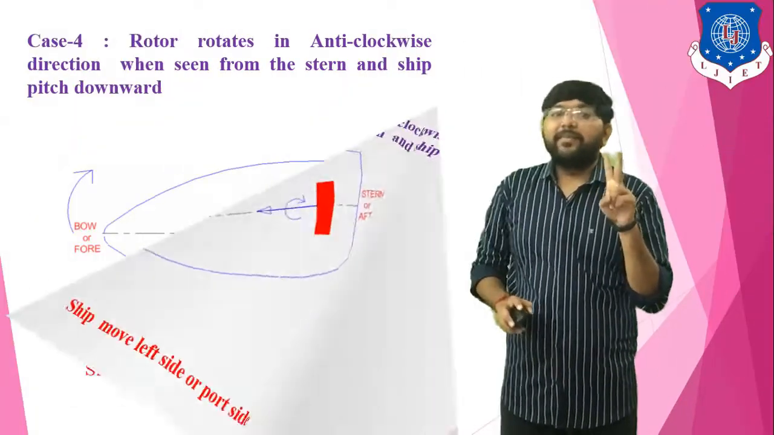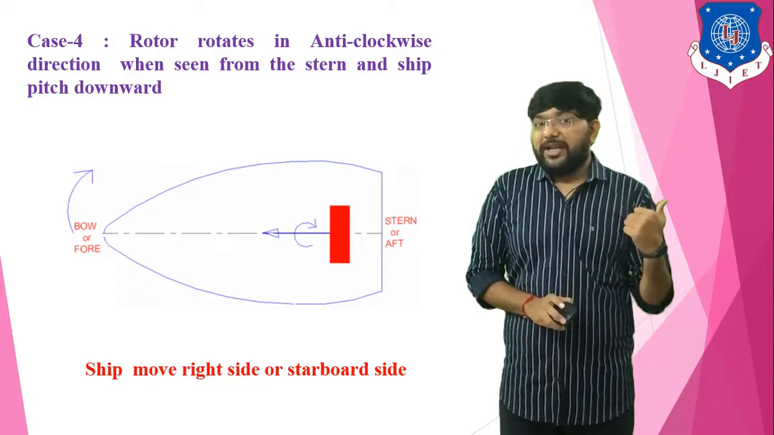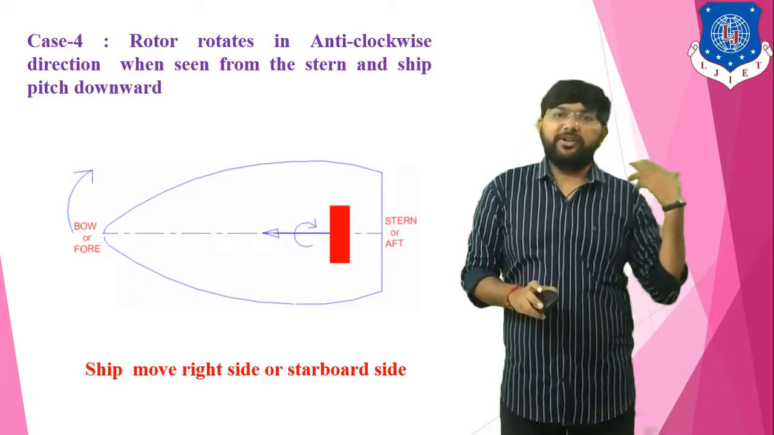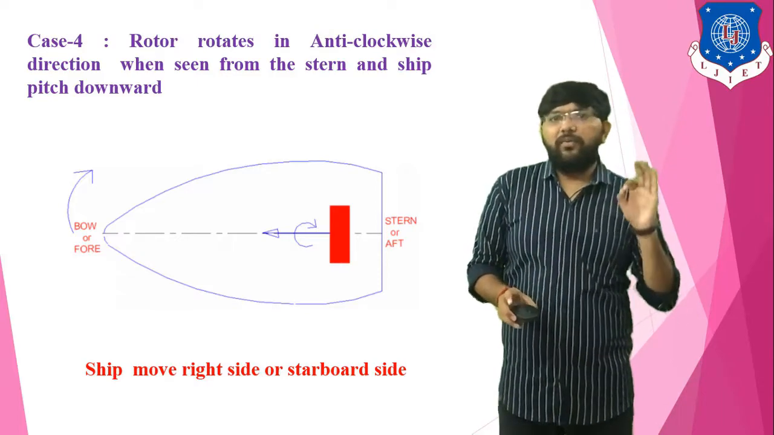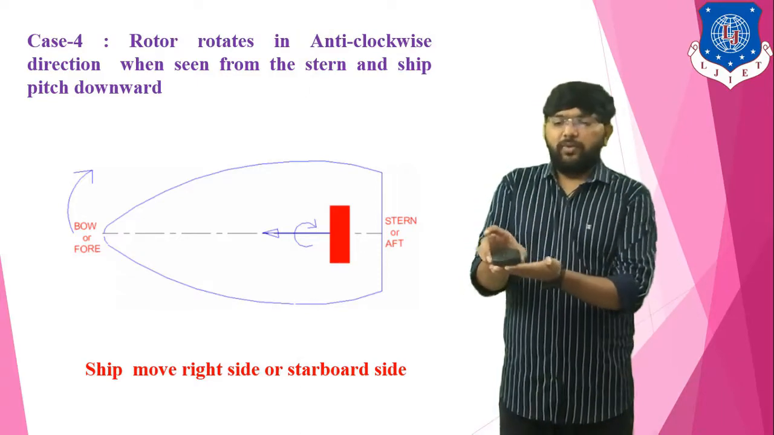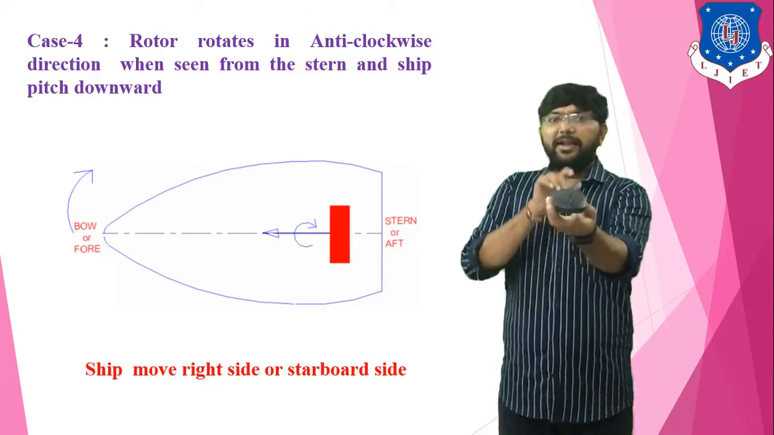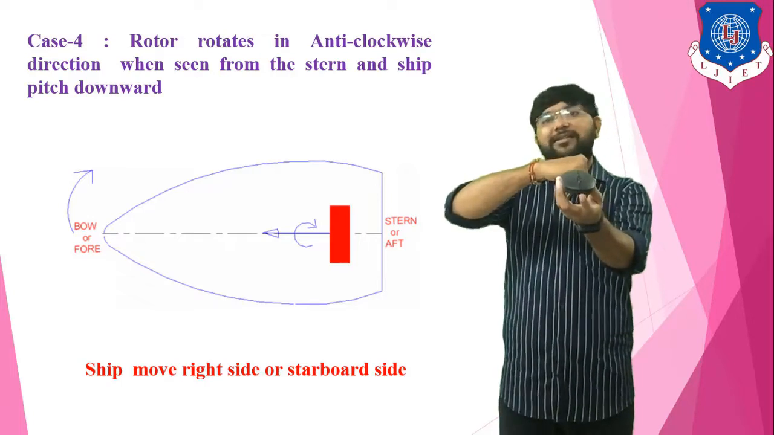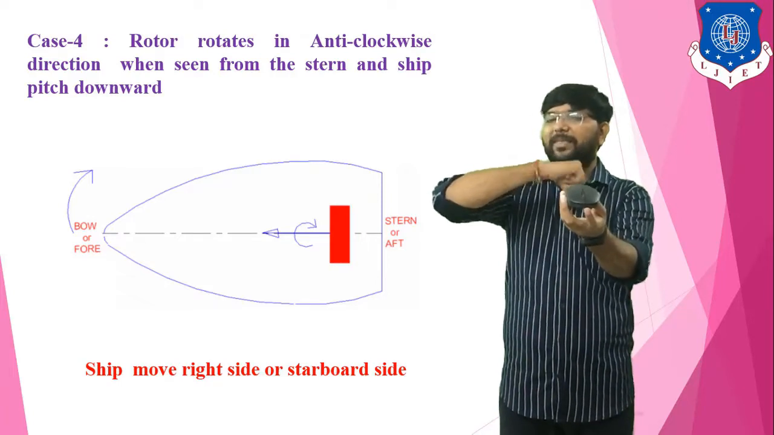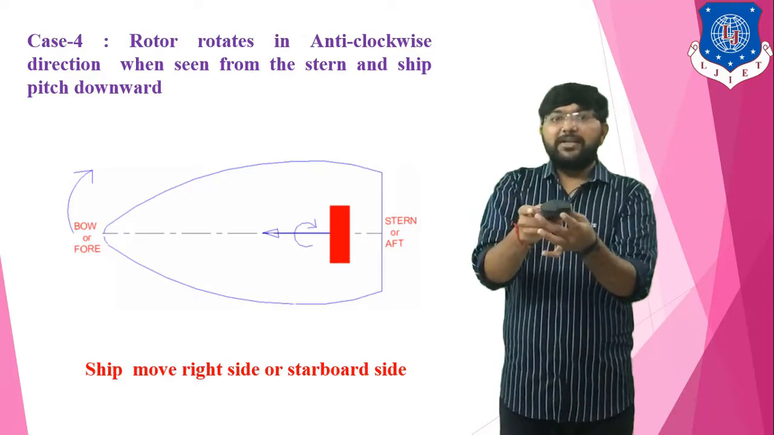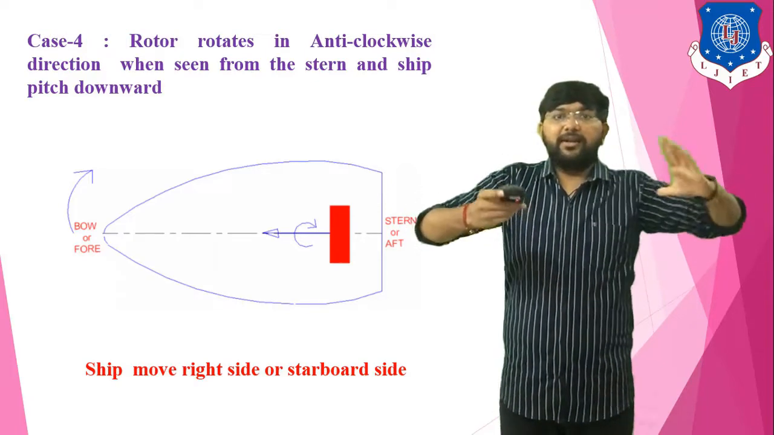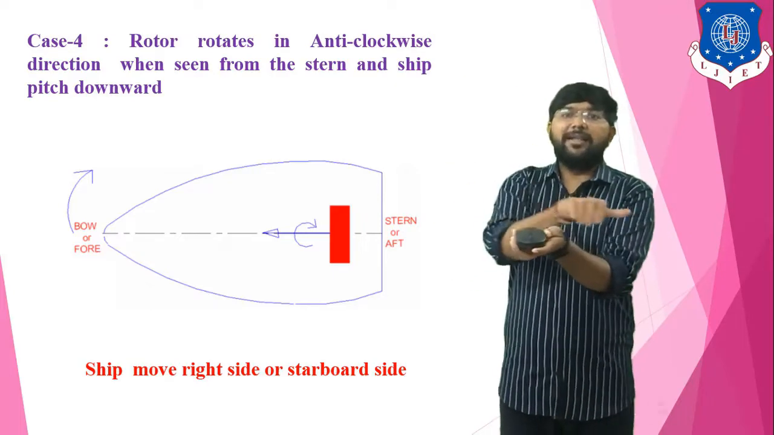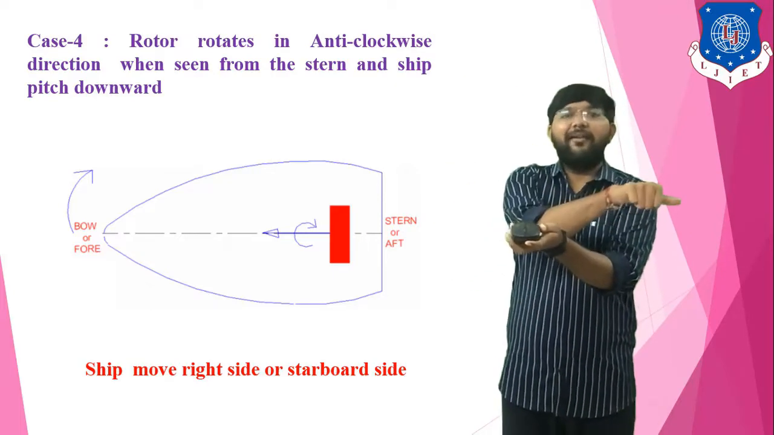Now the last case. Rotor rotates in anti-clockwise direction and the ship pitches downward when looking from the stern side. So you have to follow this method. You are seeing the ship from the rear end. Now rotation is anti-clockwise. Put your finger in the anti-clockwise direction. Once again the momentum is in the reverse direction and the ship pitches downwards. So ship pitching downward means the rotation is in this direction. So put your finger in the downward direction. At that time the momentum is in the left hand side.